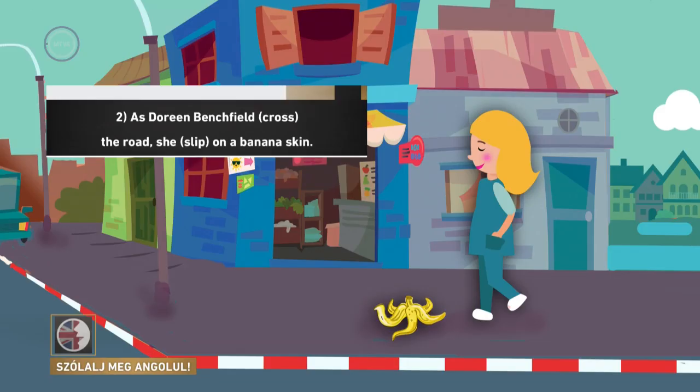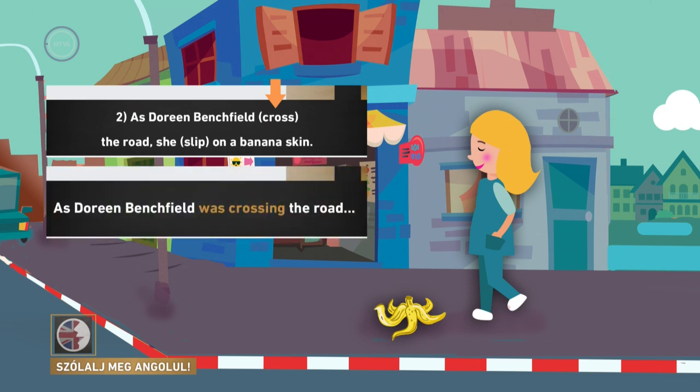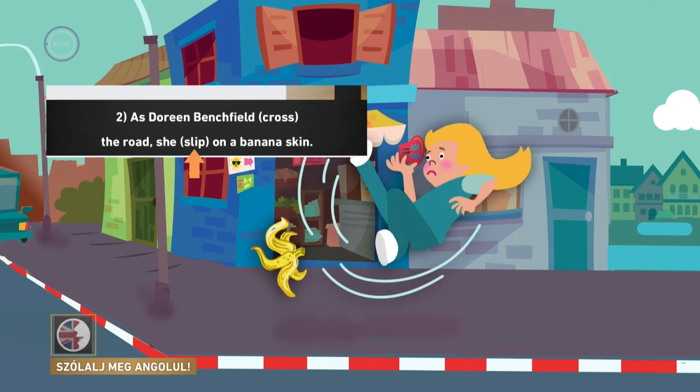Great! So, what have you got? Well, we know the answer to the first one, so let's move on to number 2. Doreen Benchfield had an accident. Okay, first verb, long or short? Long in this case, so past continuous. She was crossing the road. Good. And what about the next verb?